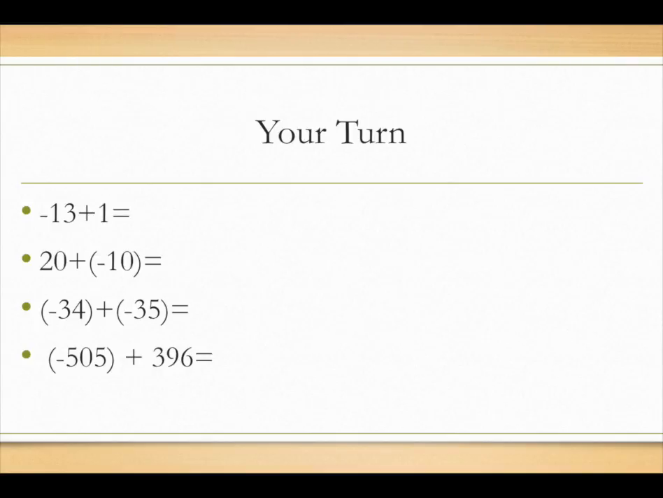Alright, so we're back. Let's check our answers. So -13 plus 1 gives you -12. 20 plus -10 gives you +10. -34 plus -35 gives you -69. And finally, -505 plus 396 gives you -109.